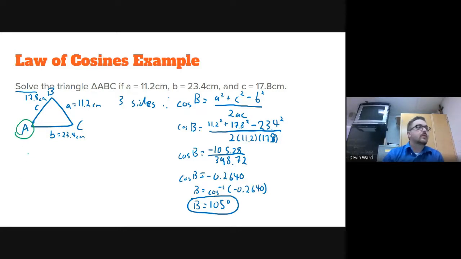So remember, if we're looking for A, for the sine law, we do sine A over a, because we're looking for the angle. And now we know both of B's, so we have sine B all over b. So we have sine A over 11.2 is equal to sine of 105 divided by 23.4.